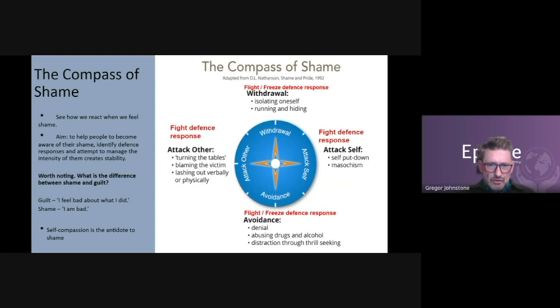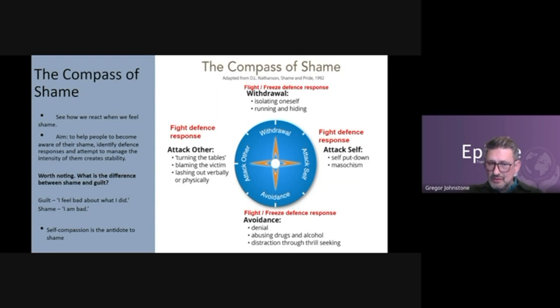If we move on to attack self, withdrawal and attack self are both internalizing strategies. Attack self is a fight defense response. What we're doing here is turning anger inwards. Again, we're viewing shame's message as valid. This can lead to self-criticism, self-deprecation, and even further into self-contempt and self-disgust. We'll hear powerful language sometimes from the people we work with who are carrying this shame. They'll refer to themselves as no good or as a piece of shit. That contempt and self-disgust amplifies shame's effect.